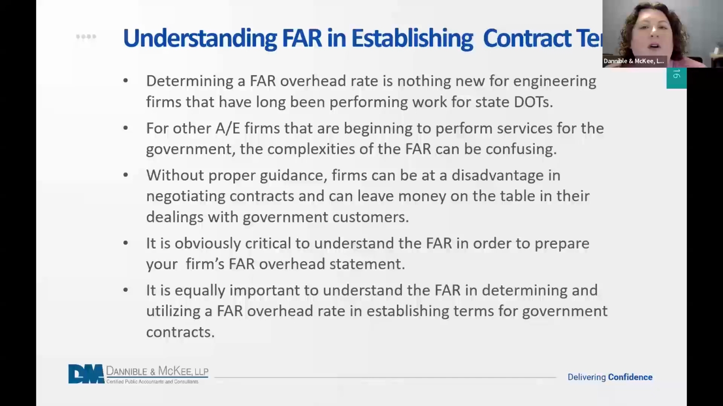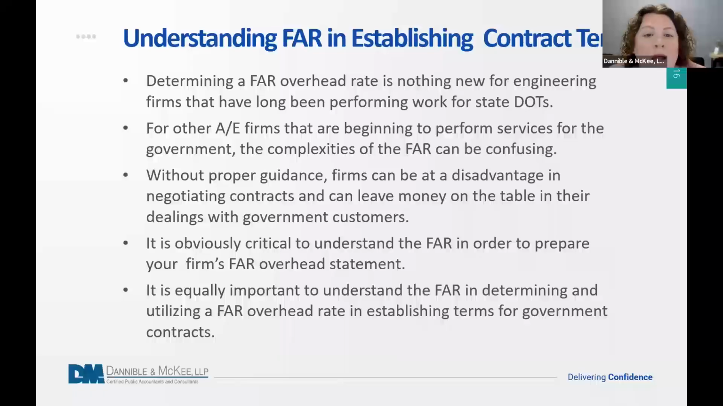So determining your FAR overhead rate, it's obviously nothing new for engineering firms. I think most people have heard that term of an overhead rate, and you've been working on maybe creating your own internal overhead rate. And maybe the governmental agencies before have been accepting your own internal rate, but now you're stepping up into a larger contract. Maybe you're becoming the prime in the contract. So they're going to say, nope, now we need you to go out and get a FAR overhead rate. So I think that's very confusing to firms at times because there are a lot of nuances with FAR.